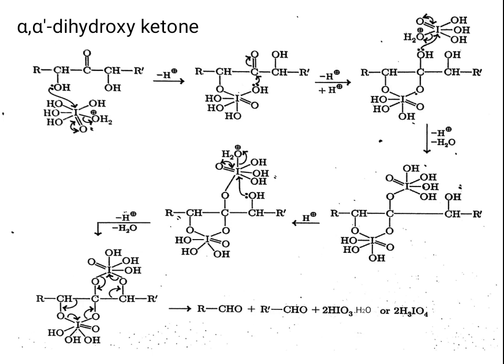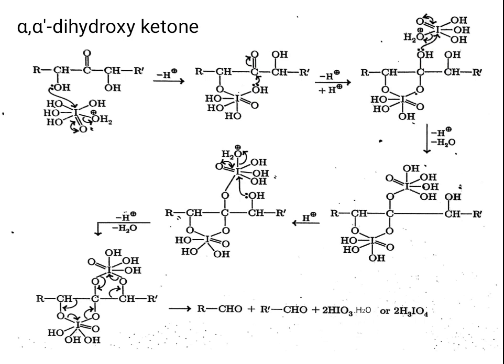In the case of the alpha, alpha dash dihydroxyketone, this one is the most difficult case. At first, this hydroxyl group will attack the iodine. Then one molecule of water will be eliminated. Then another hydroxyl group will attack the carbonyl. And after that, this carbonyl is forming OH. So this OH will attack another periodic acid molecule.